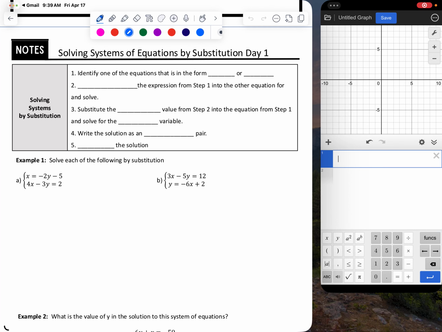In today's lesson, we will be exploring solving systems of equations by substitution. This is part one of a two-part lesson.